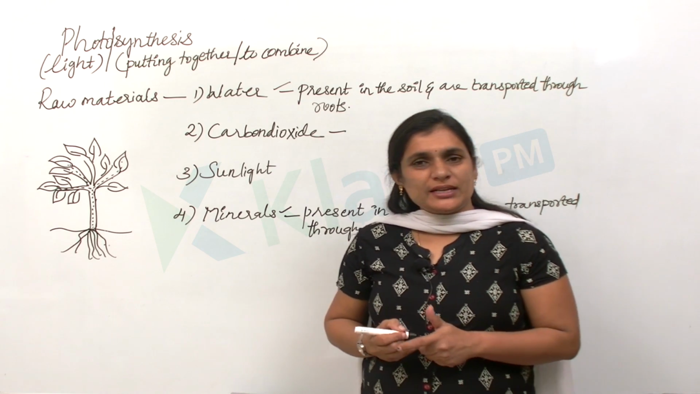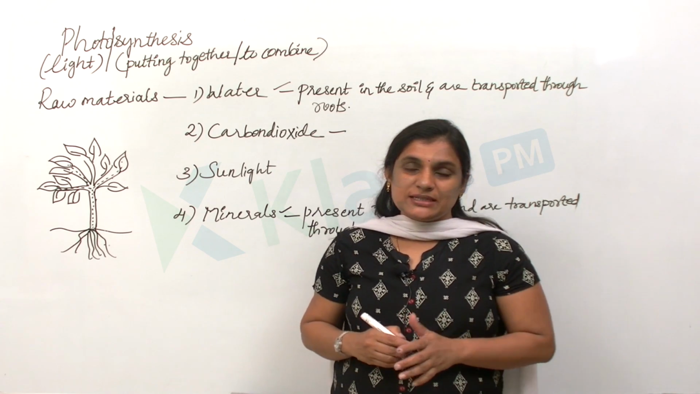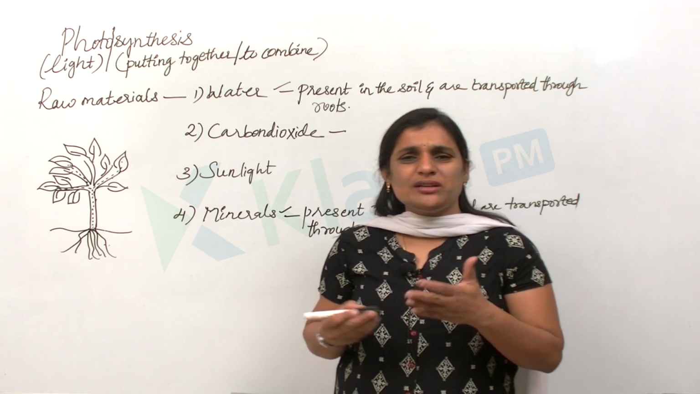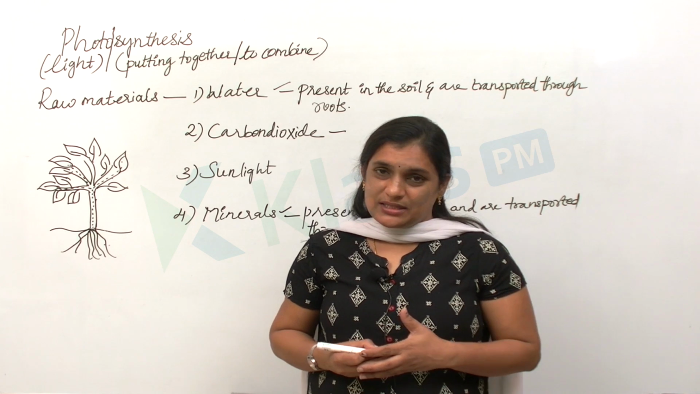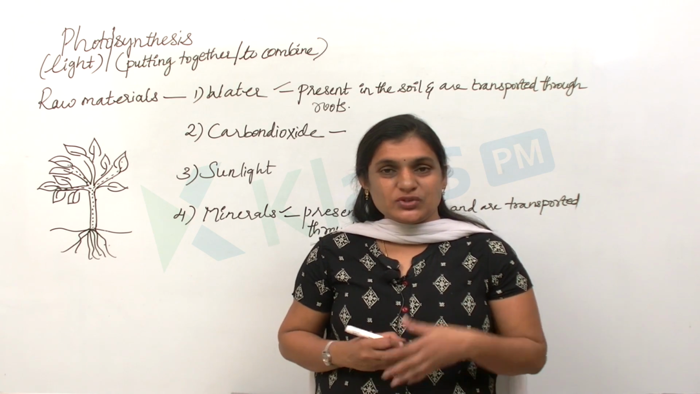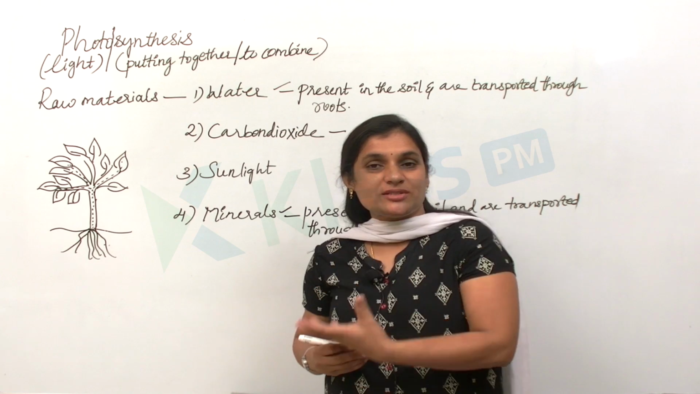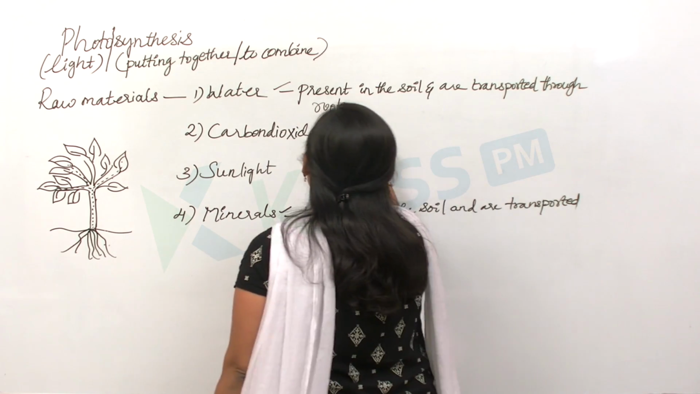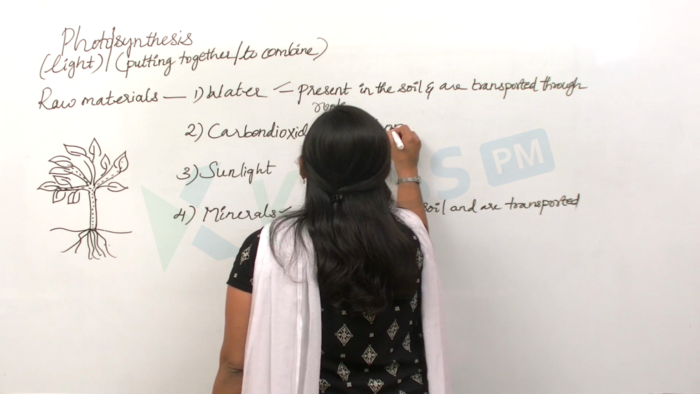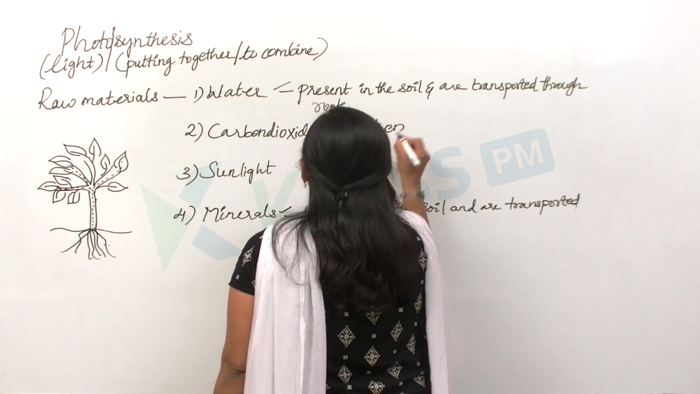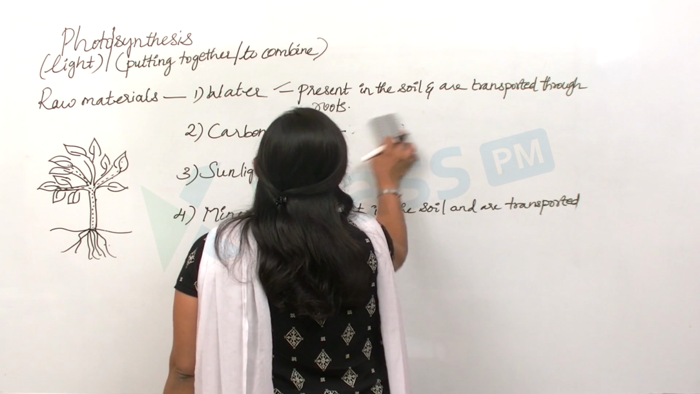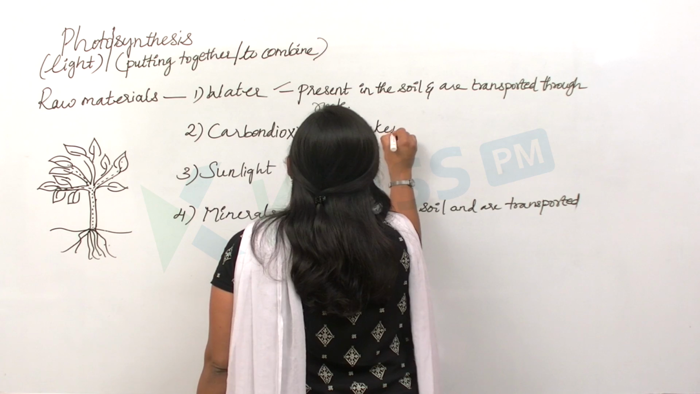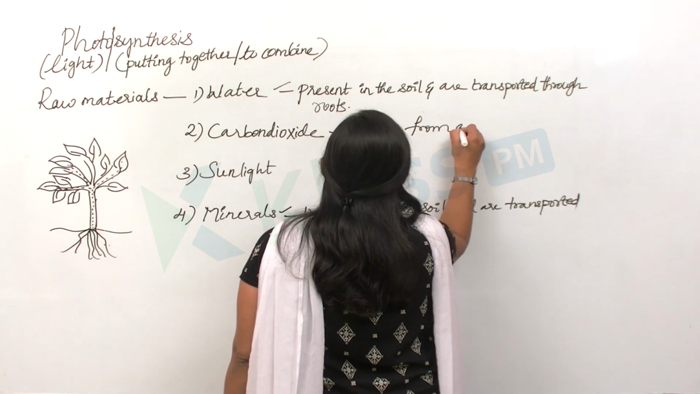Now the next raw material which is needed is carbon dioxide. From where do the plants get carbon dioxide? The plants get carbon dioxide from the atmospheric air. We know that there is air around us, and air is a mixture of gases which has oxygen, carbon dioxide, nitrogen and many other gases, right? So this carbon dioxide is taken from air. Now there is a question: if the carbon dioxide is taken up from the air, how does it enter into the plant body? It is taken from air in the form of gas.